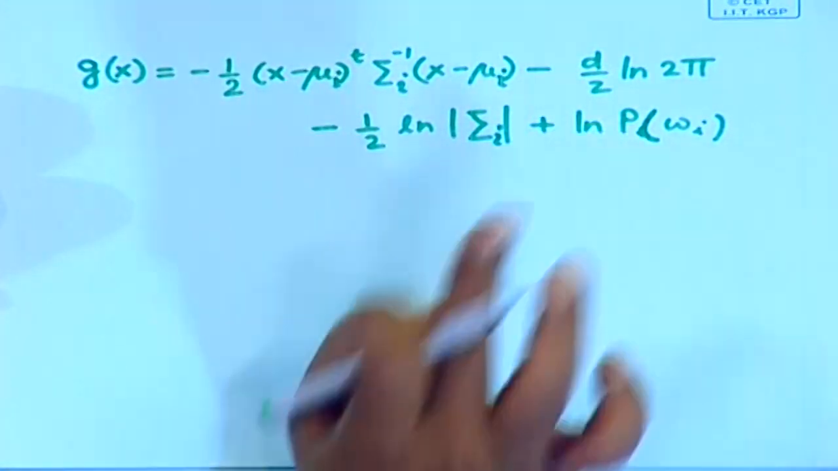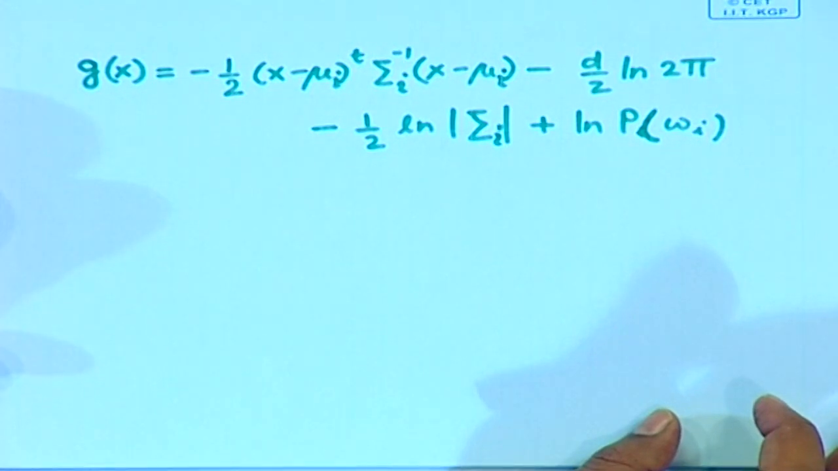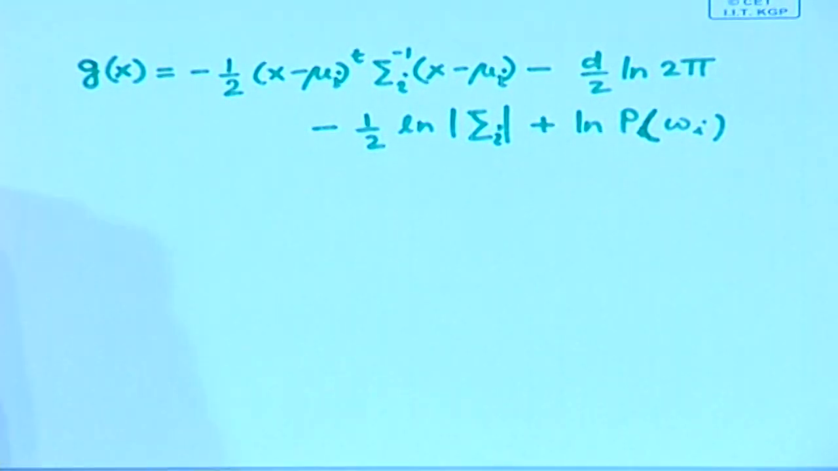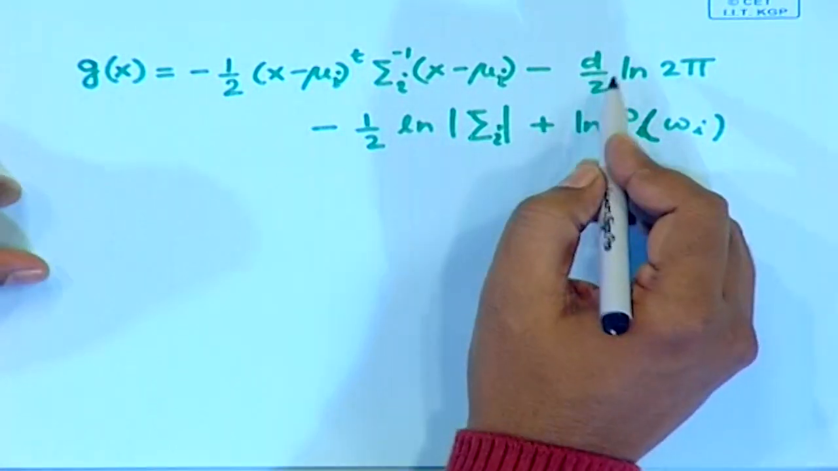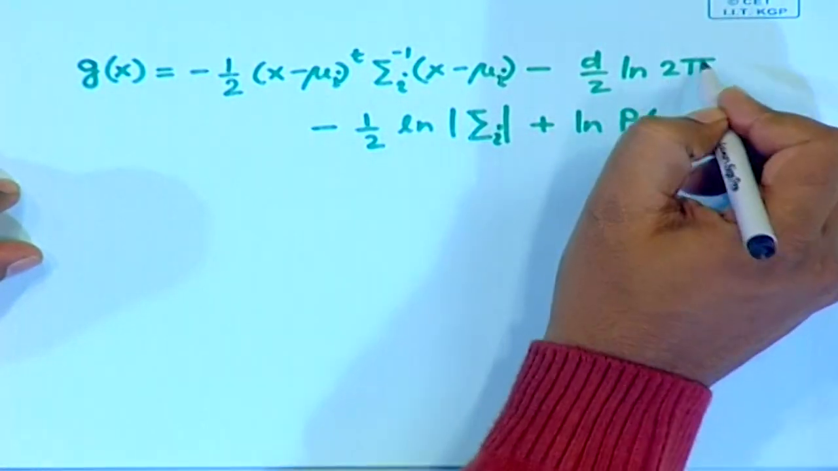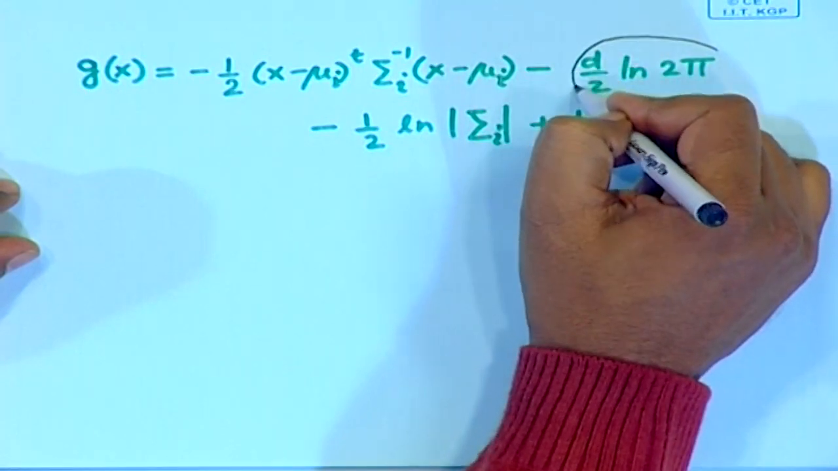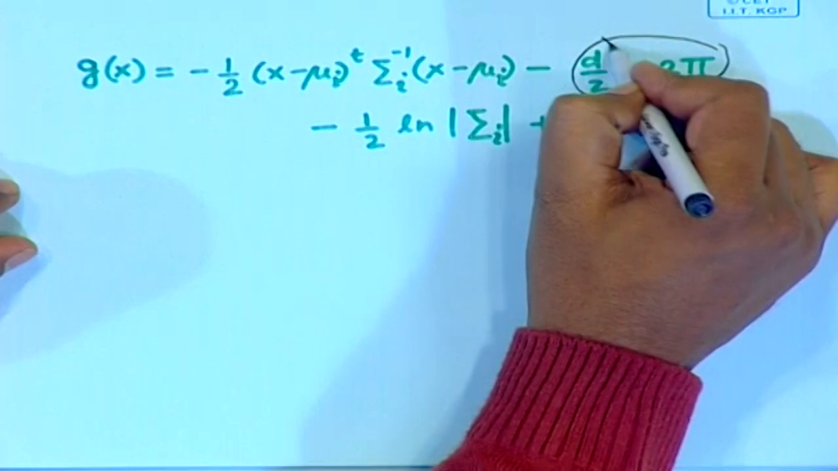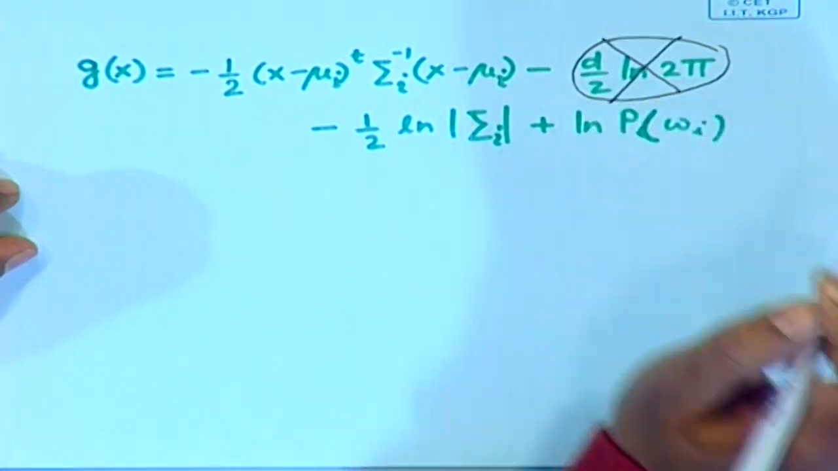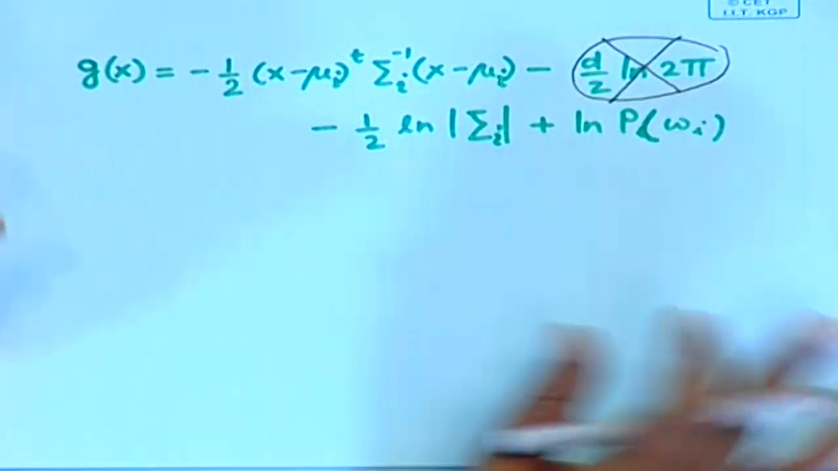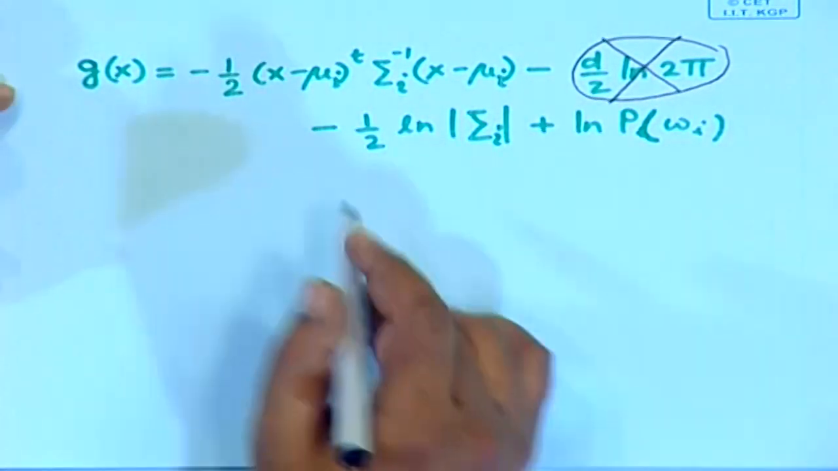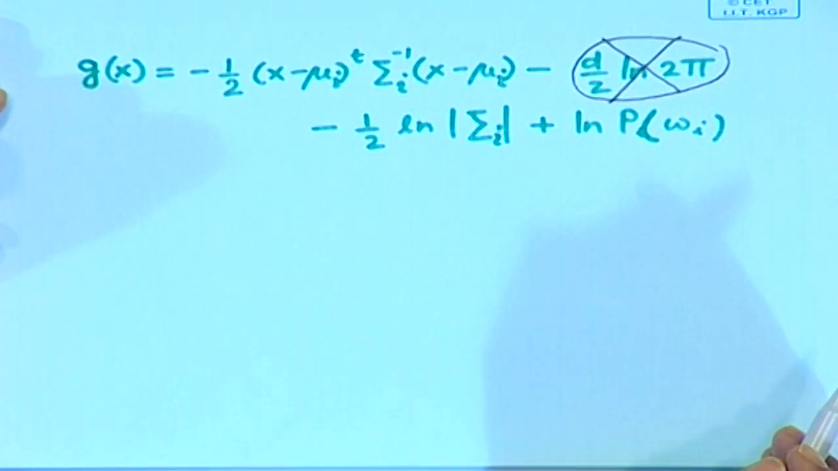Now let us see what is the amount of computation involved in this particular case. Out of this, the term minus d by 2 log of 2 pi is class independent; it does not depend upon the class. So we can as well remove it from the definition of the discriminating function, because its value remains the same for all the classes, so it does not give any discriminating power. But the other terms really discriminate among different classes.